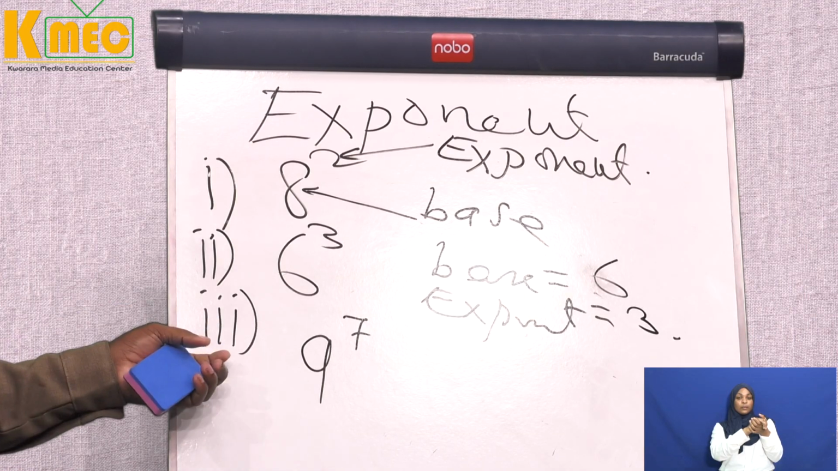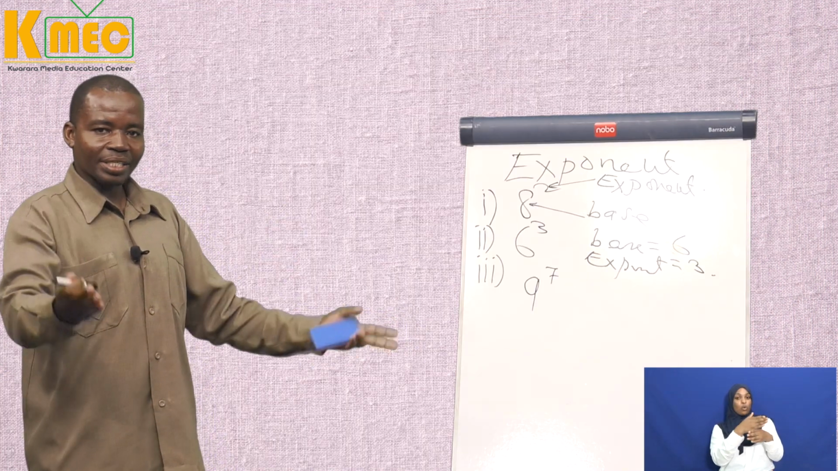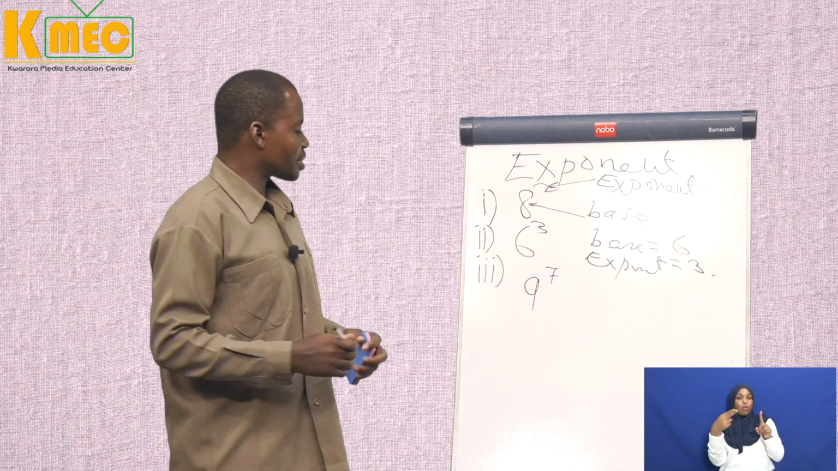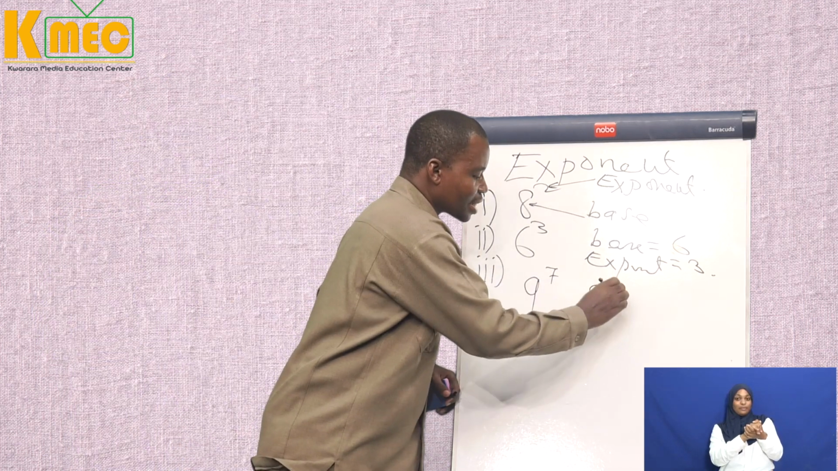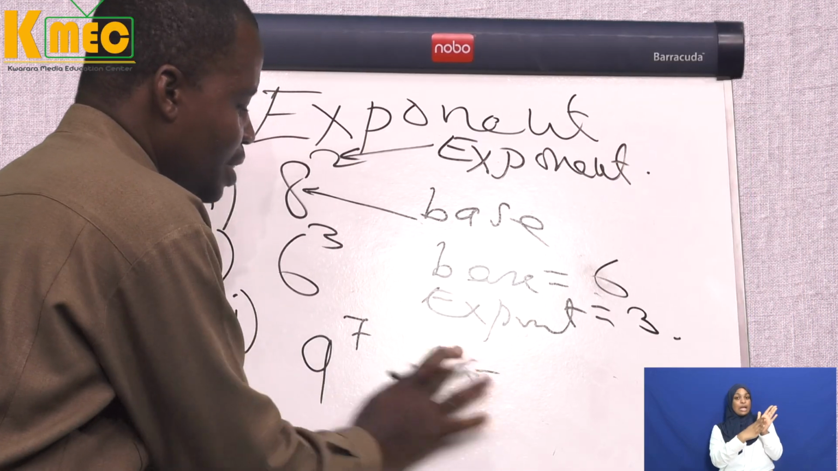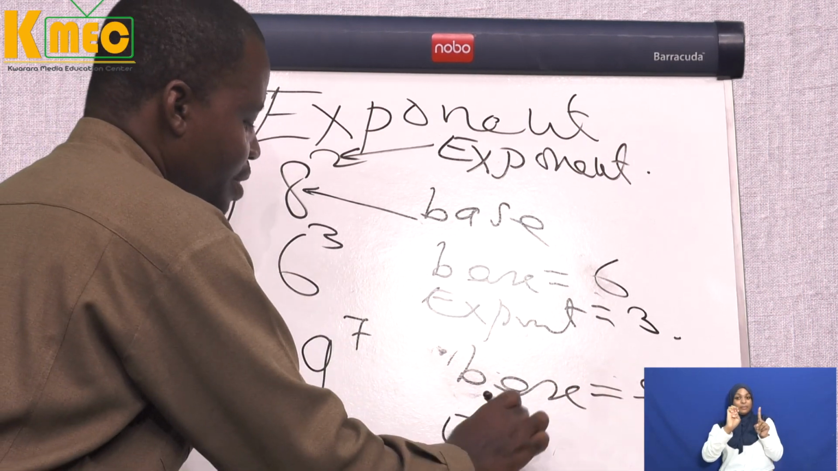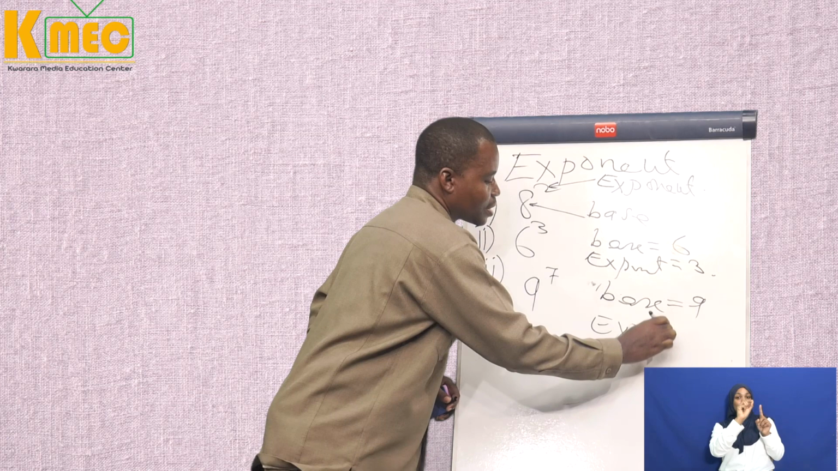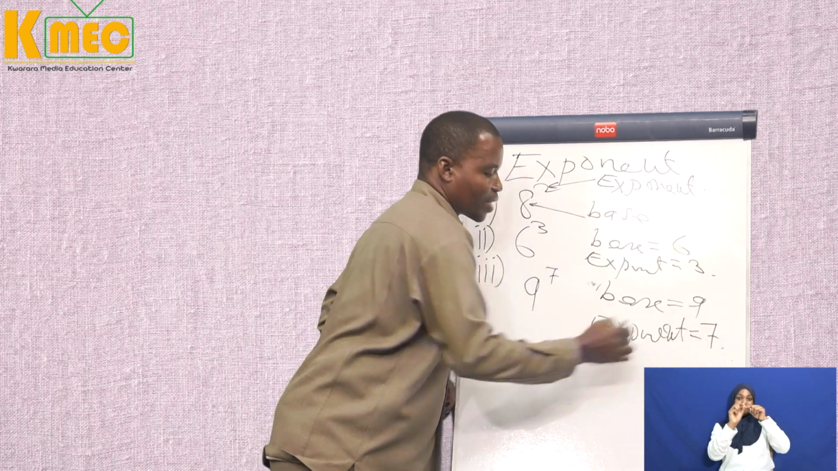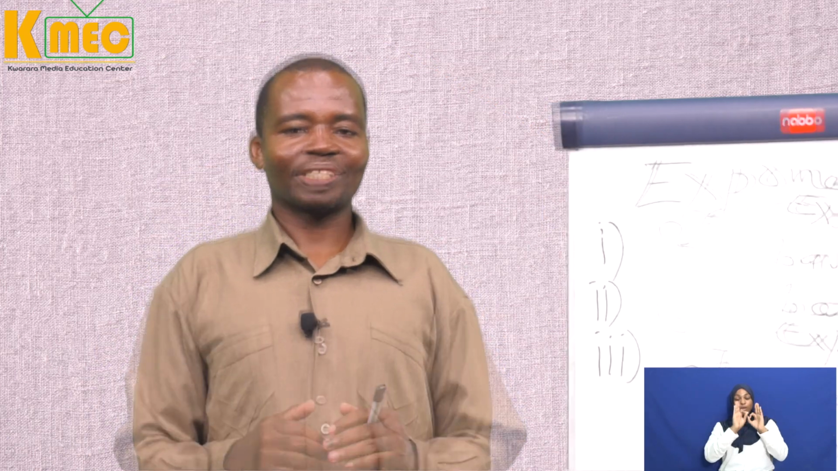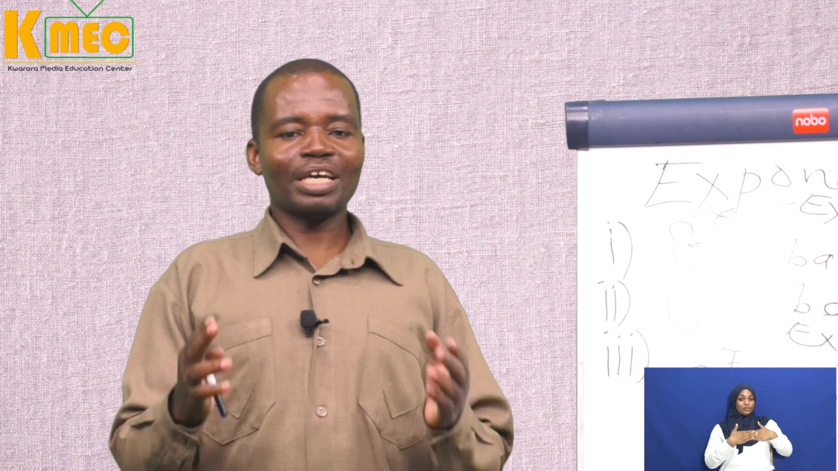What about number 3 here? What is the base and exponent? Can you tell me? Good. So here, 9 is the base. The base is equal to 9, and the exponent is equal to 7. Excellent, my dear pupils. Well done.